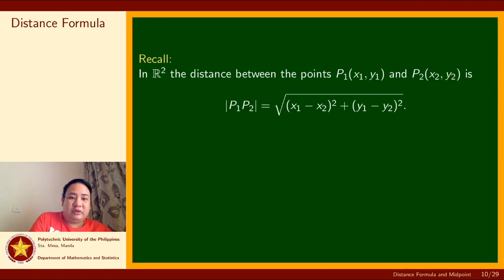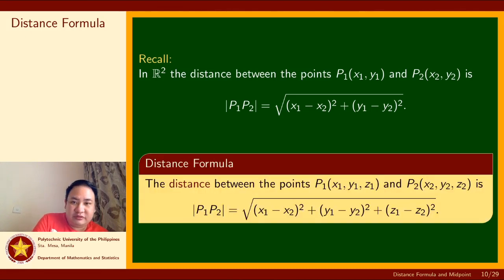let us now talk about the distance formula. In the Cartesian plane, the distance between the points P1 and P2 with the given coordinates are as shown. We subtract the x coordinates, then take the square. We subtract the y coordinates and then take the square. We add all of these squares, then finally take the square root.